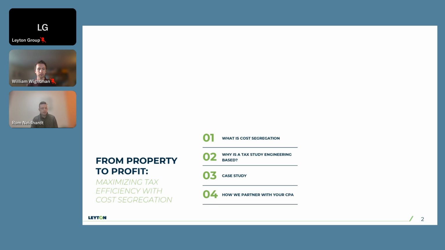When we're looking at cost segregation, there are engineering factors or engineers that are working on the study for you. So we're going to talk through why that is when it's a tax process. And then Will's going to talk through a quick case study, kind of put numbers to the words that we're talking through, so it's not just all hypothetical. Hopefully it makes a little bit more sense for you that way.